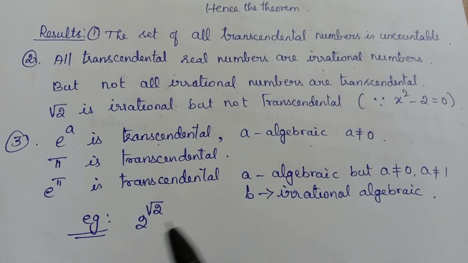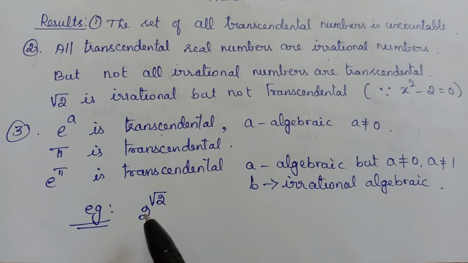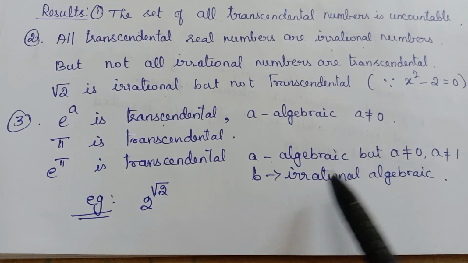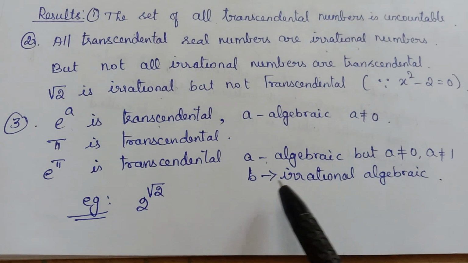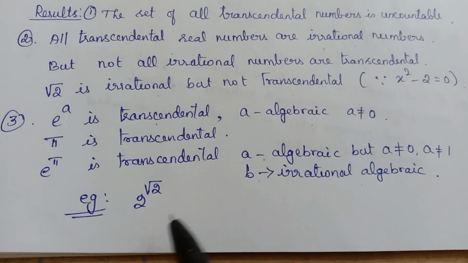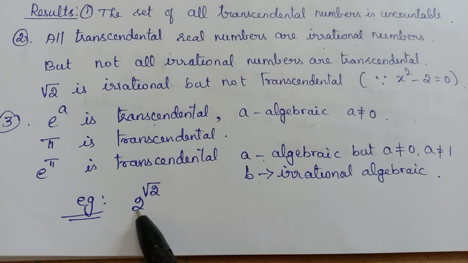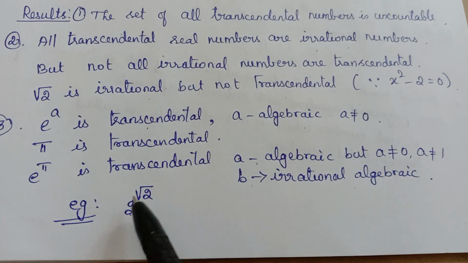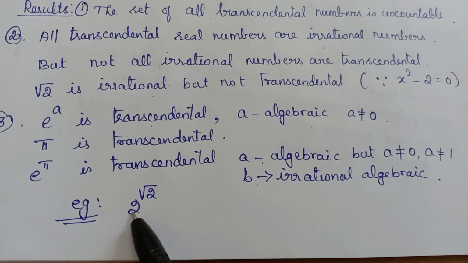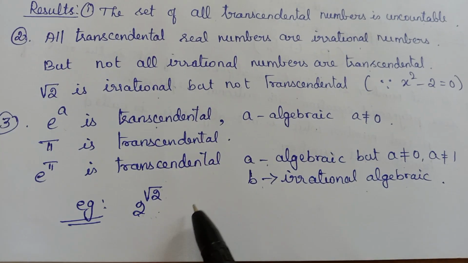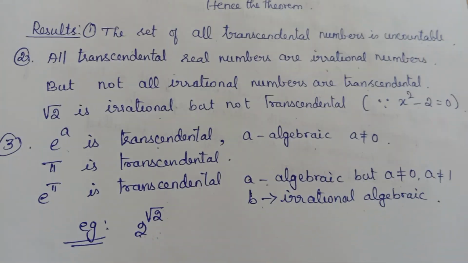Okay, right. Next one is, see, a power b, with a algebraic but not equal to 0 and 1, and b an irrational algebraic number, like 2 power root 2. This is a transcendental number. Here the base is a and the power is b. The base must be an algebraic number and the power must be an irrational number. In that case, a power b is a transcendental number.